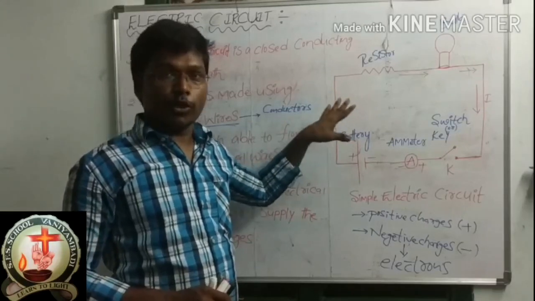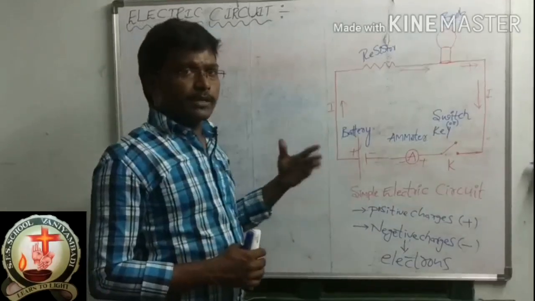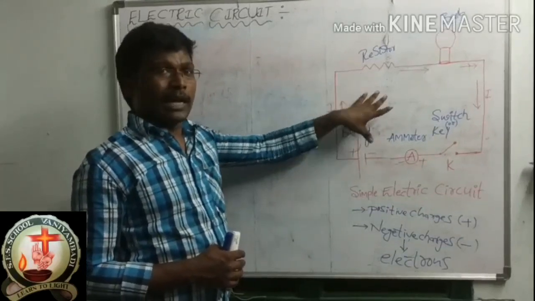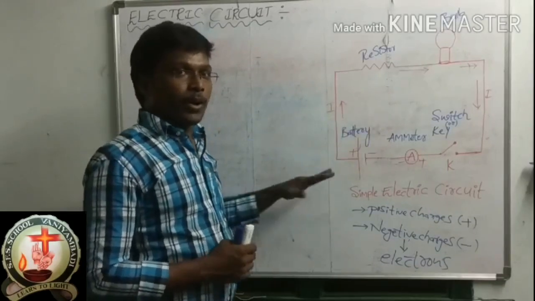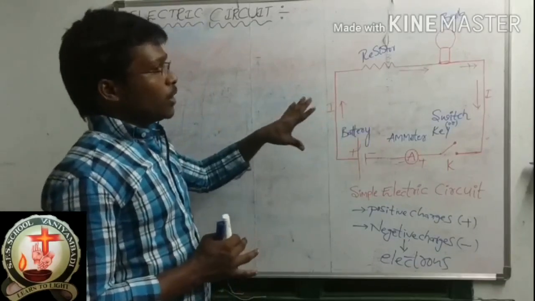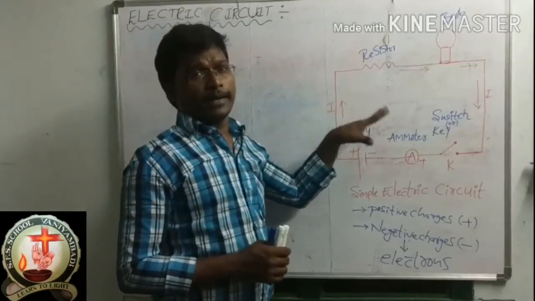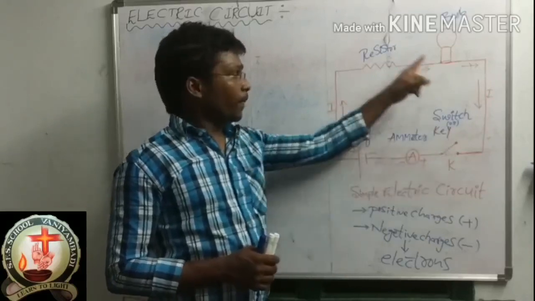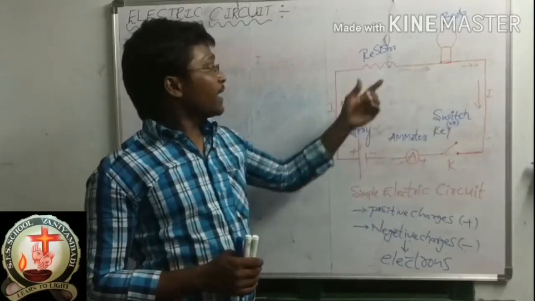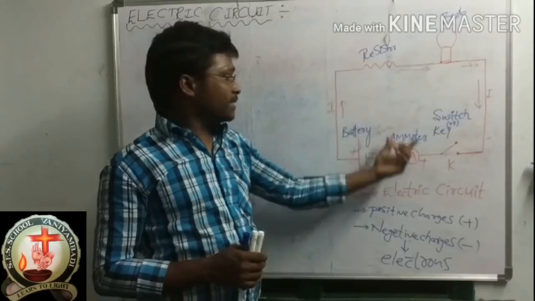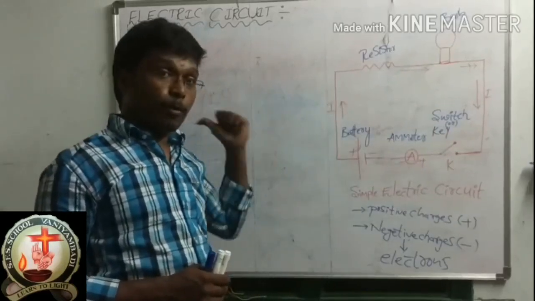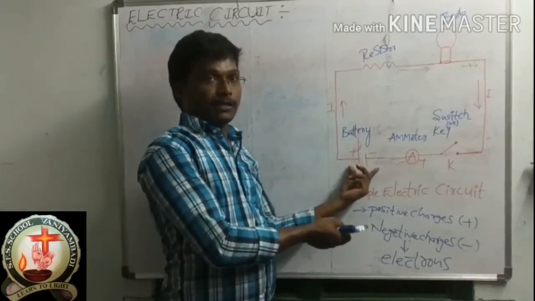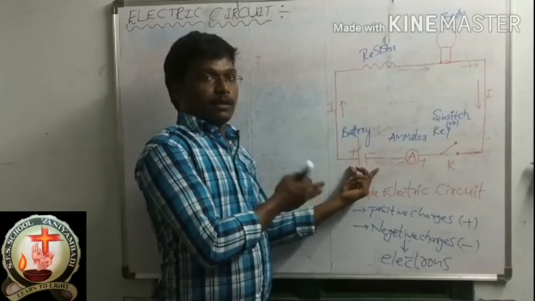Okay. Now we should discuss what is happening inside this electrical circuit. So you have to know what is happening inside the electrical circuit. First, you have to know about these terms. I already explained to you about the resistor and ammeter in the previous class on components. Okay, this is the battery. What is the use of this battery?